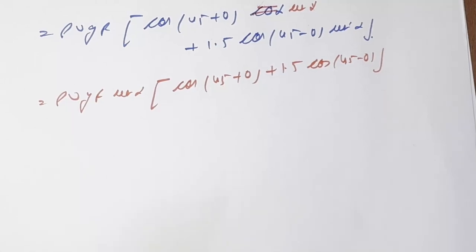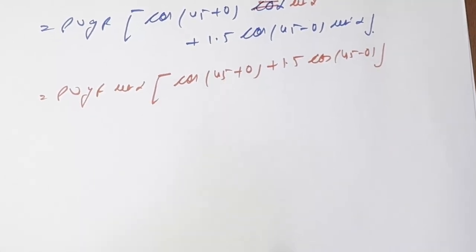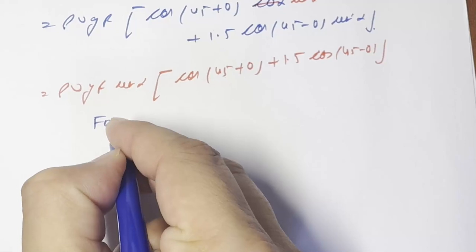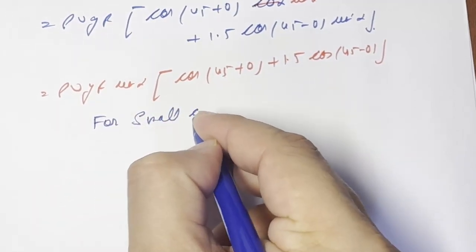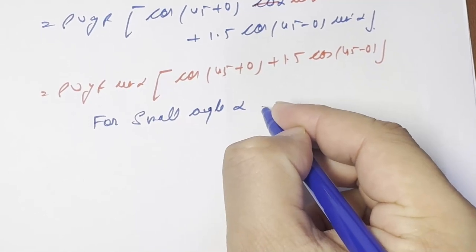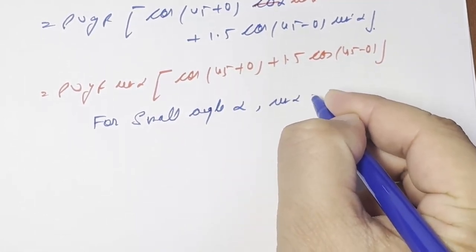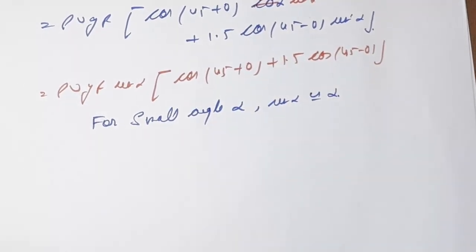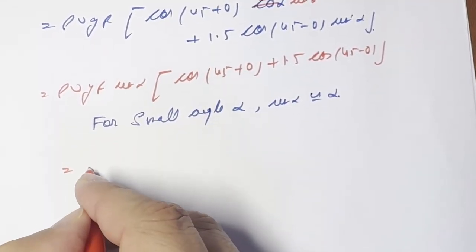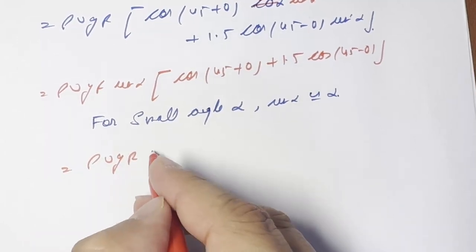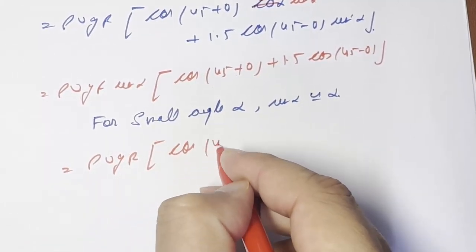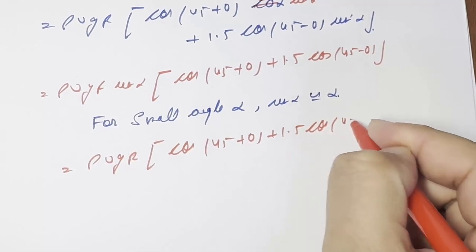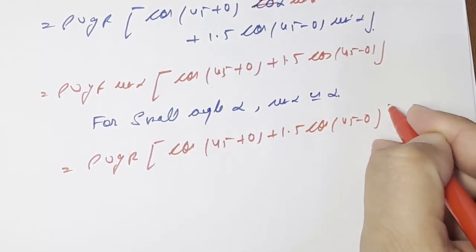But it is said that this angle alpha is small, so we can say sine of alpha will approximately equal to alpha. For small angle alpha, sine of alpha is approximately equal to alpha. So we can rewrite this equation as rho v g r, and this gives us cos of 45 plus theta plus 1.5 cos of 45 minus theta, and here comes our alpha.